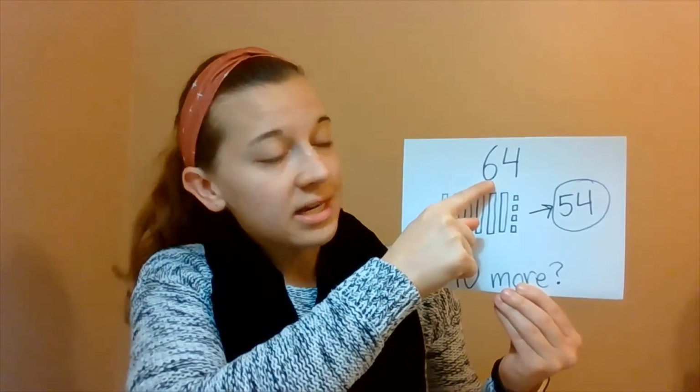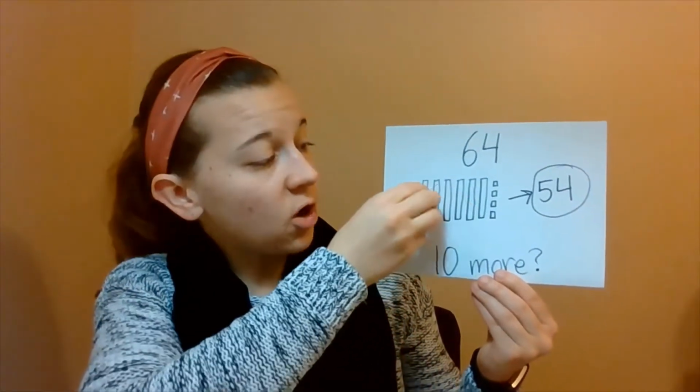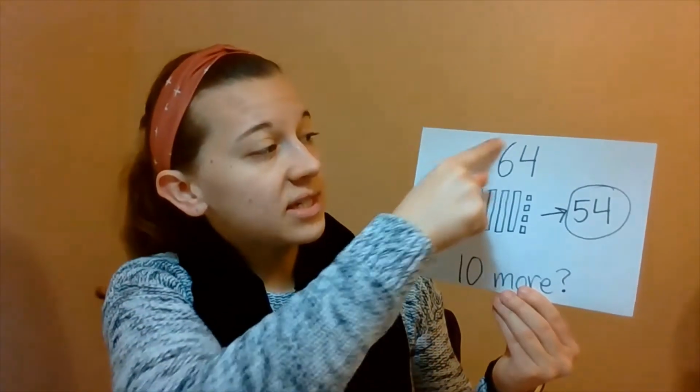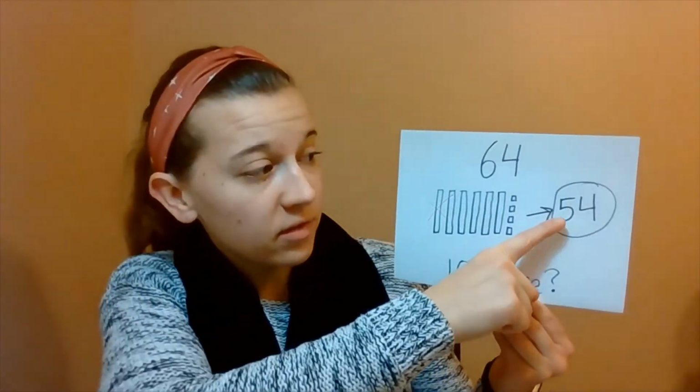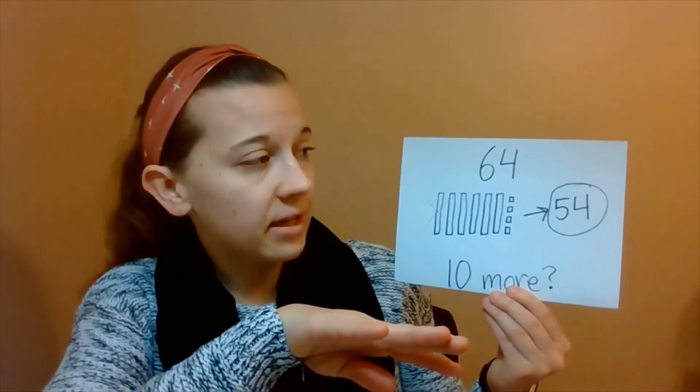Which is right here. What digit is in the tens place? 6. So now if we're doing 10 less, then this digit needs to decrease or go lower by 1. And 1 less than 6 equals 5. So since we took away a 10, the tens digit lowers by 1 and becomes 54. And the ones place doesn't change at all. We're just talking about tens.